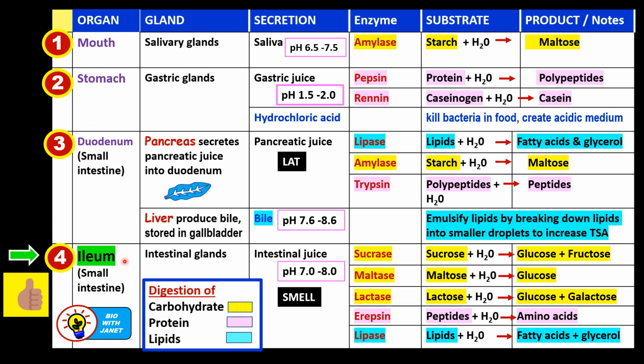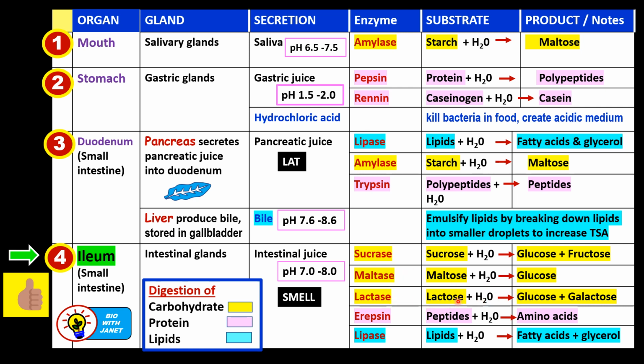So now we come to the fourth site of digestion, which is the ileum, the last part of the small intestine. So ileum has intestinal glands that secrete enzymes, unlike the duodenum that does not secrete any enzymes, right? So ileum has intestinal glands to secrete intestinal juice that contains 5 enzymes, which has the acronym SMELL, S-M-E-L-L. So the first enzyme is sucrase. Sucrase hydrolyzes sucrose into glucose and fructose, whereas maltase hydrolyzes maltose to form glucose.